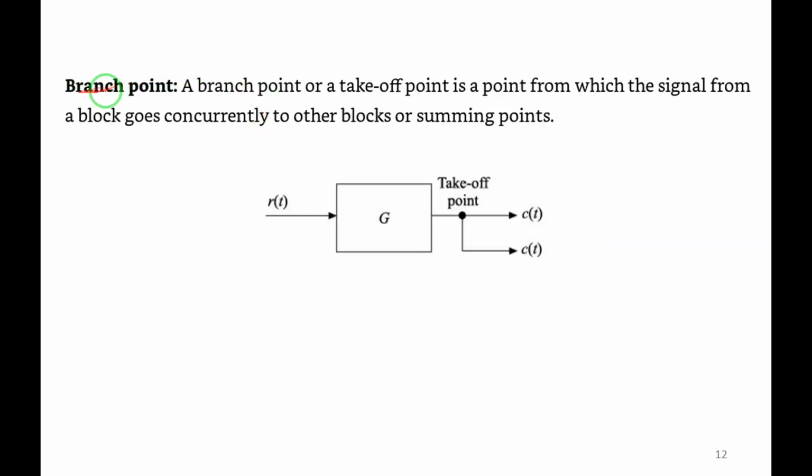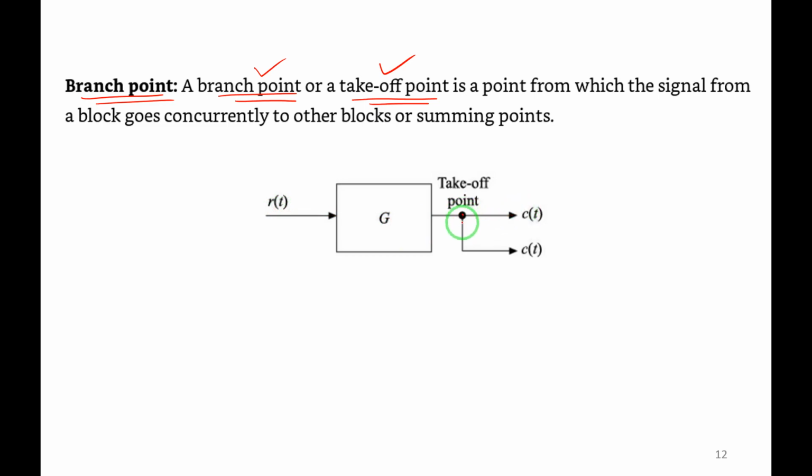Yes, here I am discussing branch point. Another name for branch point is takeoff point. What is branch point or what is takeoff point? Just observe this diagram. So there is a single block G, right? Representing the transfer function inside it, G. Then R of t is the input and output is C of t. And here, you can observe the node or point.